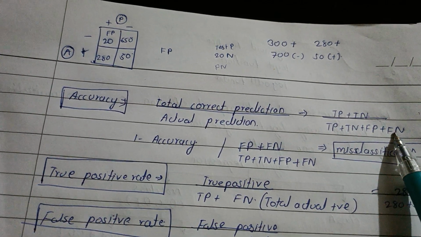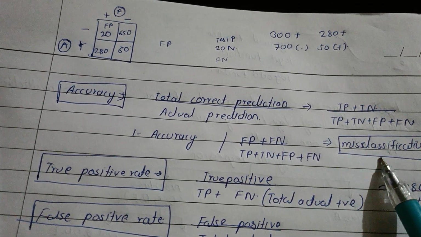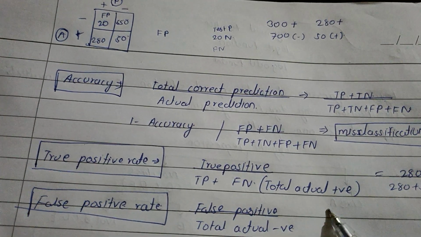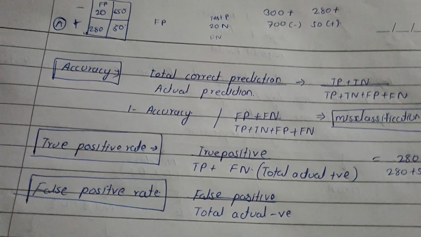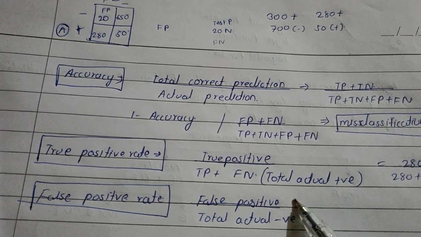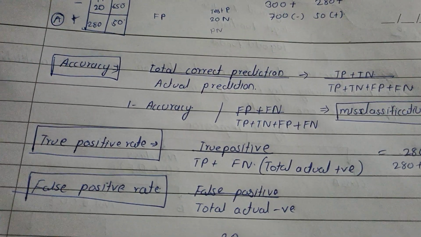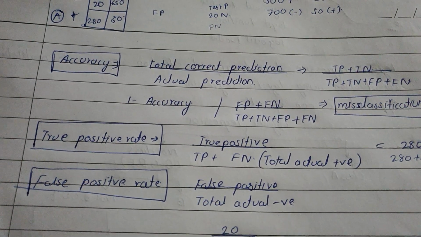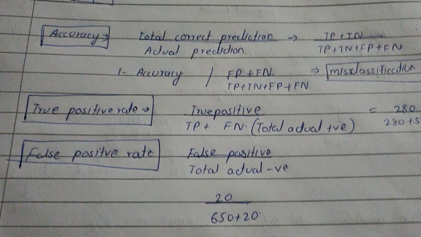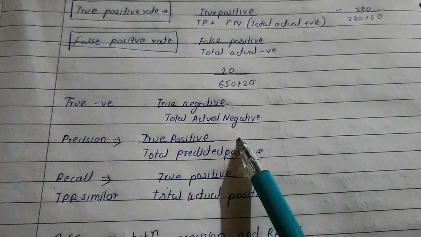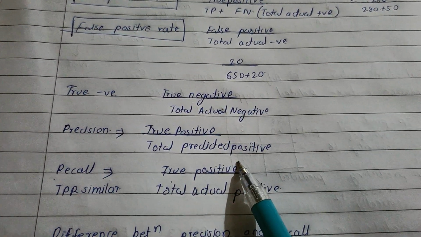So that is my actual prediction. 1 minus accuracy is my misclassification. Now we looked at true positive rate and false positive rate. True positive rate is basically true positive divided by total actual positive, and false positive rate is false positive divided by total actual negative. Then next is precision. Precision is given by true positive divided by total predicted positive.